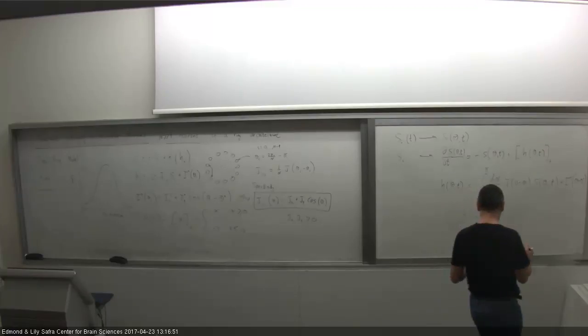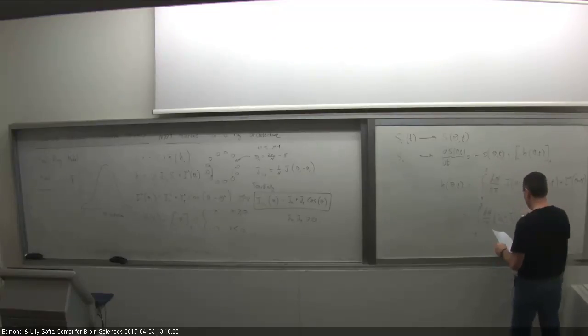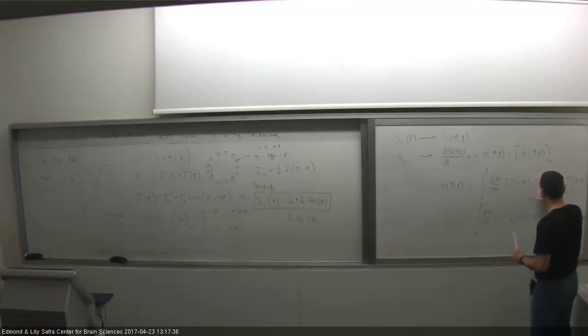Okay, let's just substitute J. So this would be J0 plus J1 cosine of theta minus theta prime, s of theta prime and t, plus external input, which is I00 plus I01 cosine of theta, where I already assume that the external input is equal to 0.